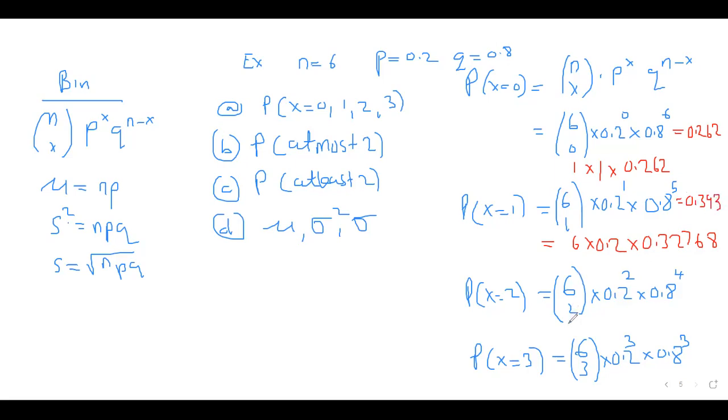Then 6 combination 2 is 15. 0.2 squared is 0.04. 0.8 to the power 4 is 0.4096. Multiply this by 15, multiply this by 0.04, you automatically get 0.246.